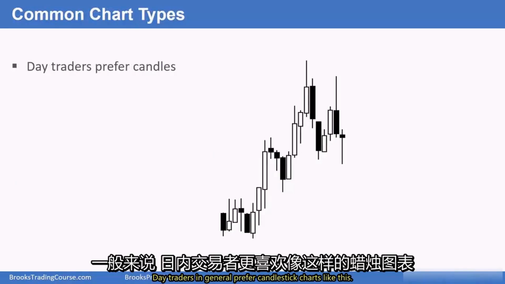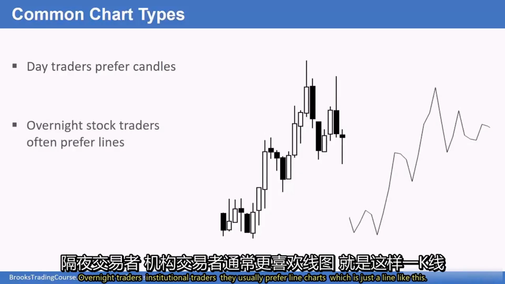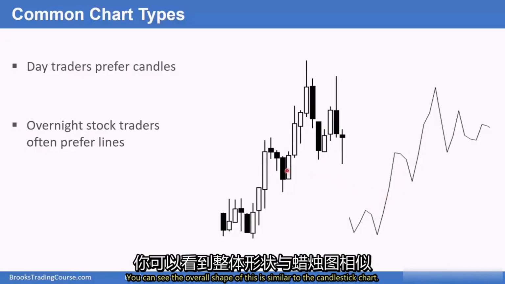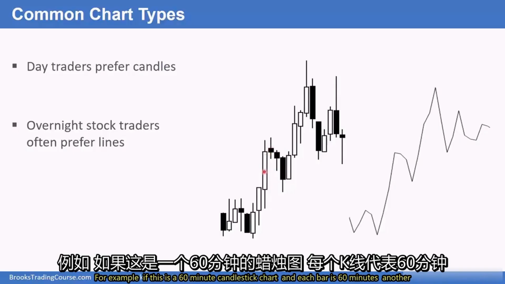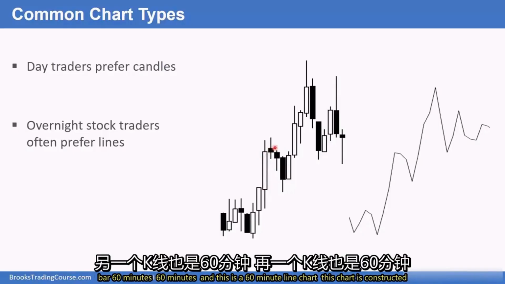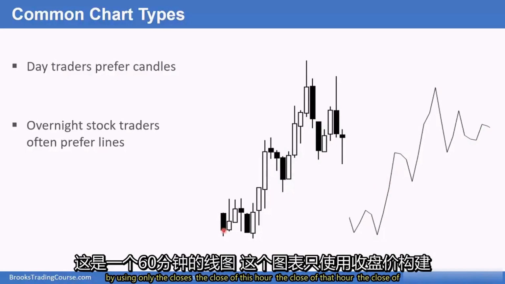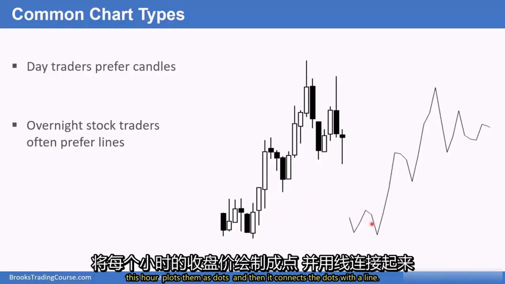Day traders in general prefer candlestick charts like this. Overnight traders, institutional traders, they usually prefer line charts, which is just a line like this. You can see the overall shape of this is similar to the candlestick chart. So for example, if this is a 60-minute candlestick chart and each bar is 60 minutes, another bar 60 minutes, 60 minutes, and this is a 60-minute line chart, this chart is constructed by using only the closes, the close of this hour, the close of that hour, the close of this hour, plots them as dots, and then it connects the dots with a line.